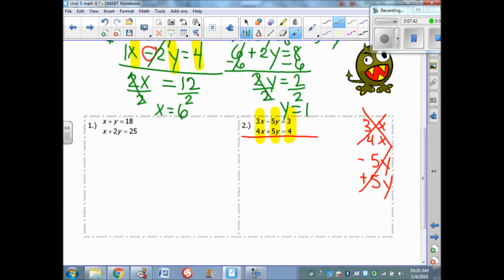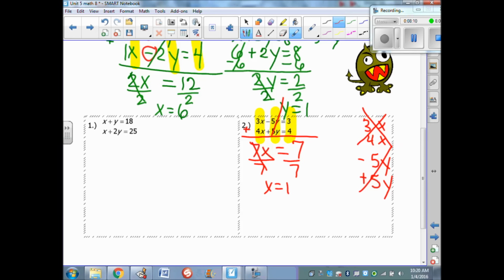So now let's go and combine our equations. What is 3x plus 4x? It's 7x. And negative 5y plus 5y goes to 0. We eliminated the y's. We had to get rid of one of the letters. Equals, and then 3 plus 4 is 7. Now solve for x. And we get x is equal to 1.